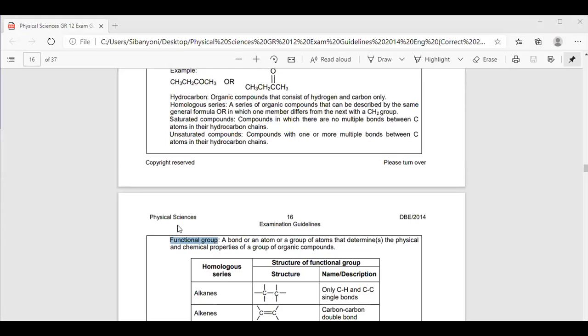So if you look at the molecule, the functional group tells you to which homologous series it belongs. Does it belong to alkanes? Does it belong to alkenes? Does it belong to alkynes? Does it belong to esters? We look at the functional group.